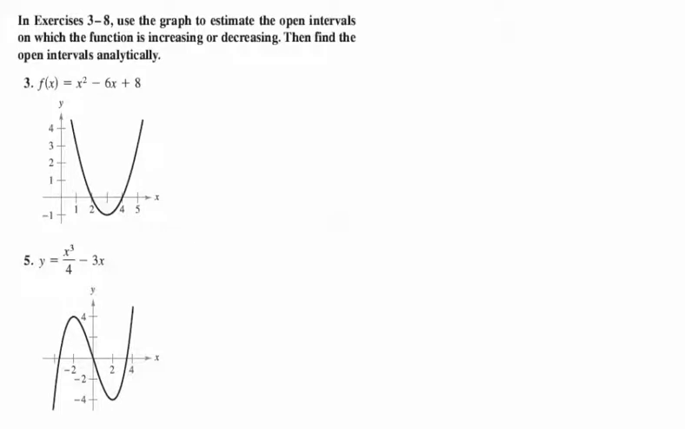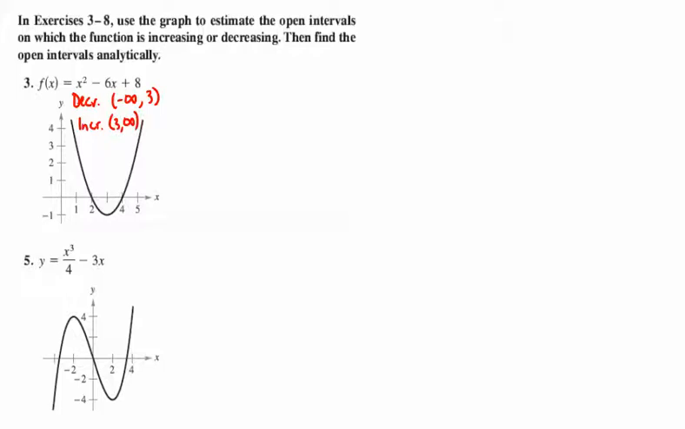In exercises 3 through 8, we're asked to use the graph to estimate the open intervals on which the function is increasing or decreasing, and then to find the open intervals analytically. Well, just from looking at this graph here, we can tell that it's decreasing, what appears to be from negative infinity to x equals 3, and increasing from 3 to positive infinity.